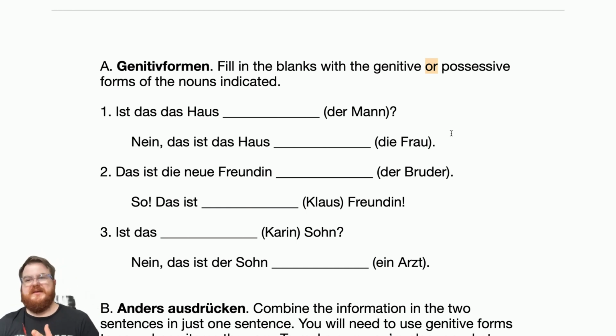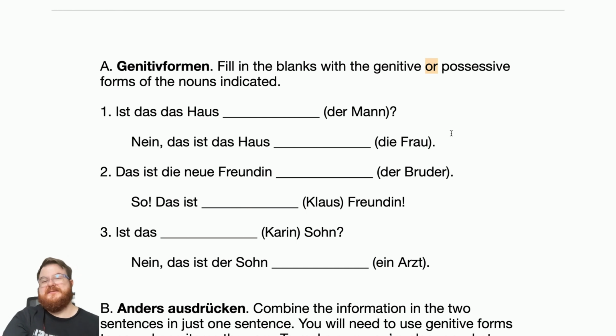Okay, Nummer 1. Ist das Haus? Nein, das ist das Haus. In English, if we were translating these and the sentences were complete, it would be, is that the man's house? No, that's the woman's house. Nummer 2. Das ist die neue Freundin.